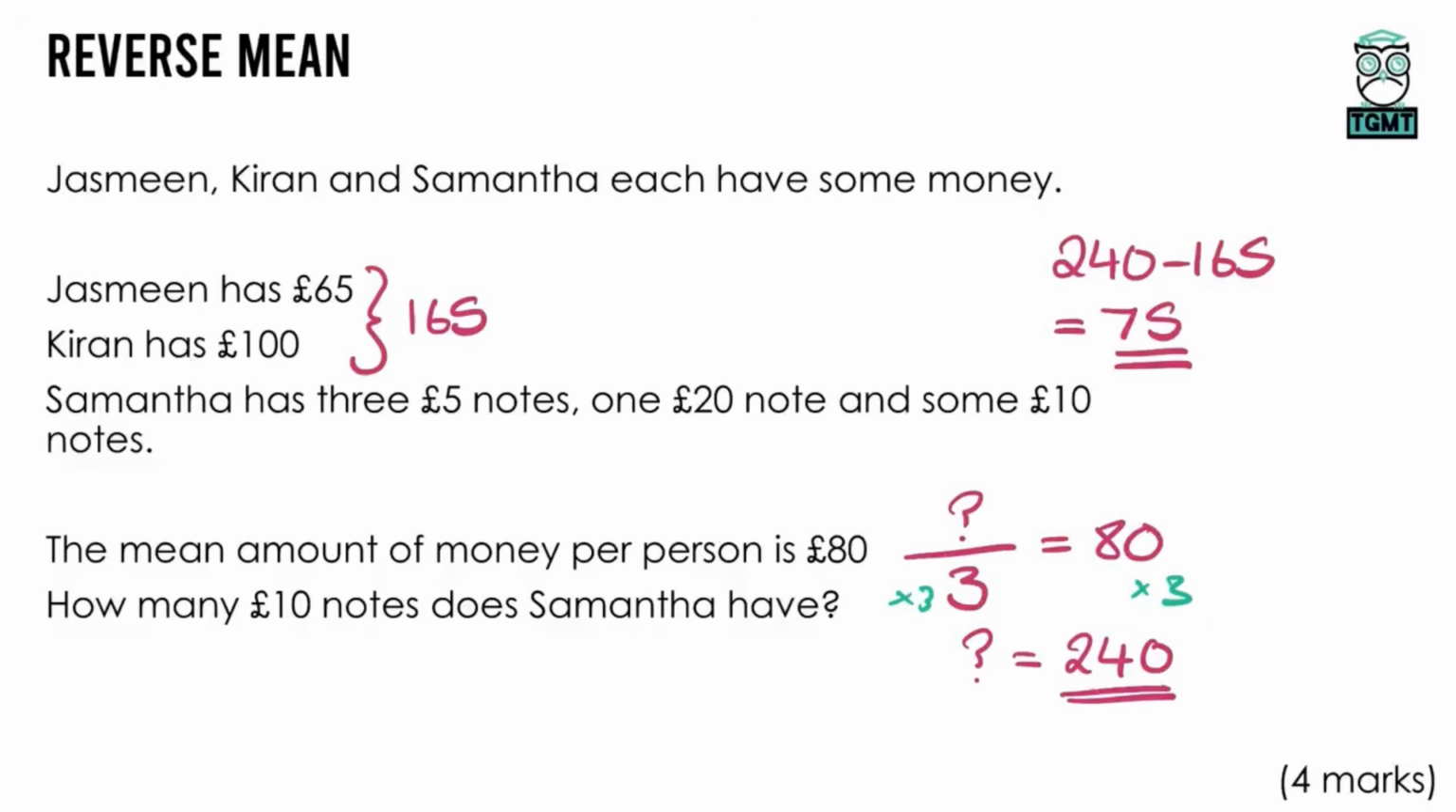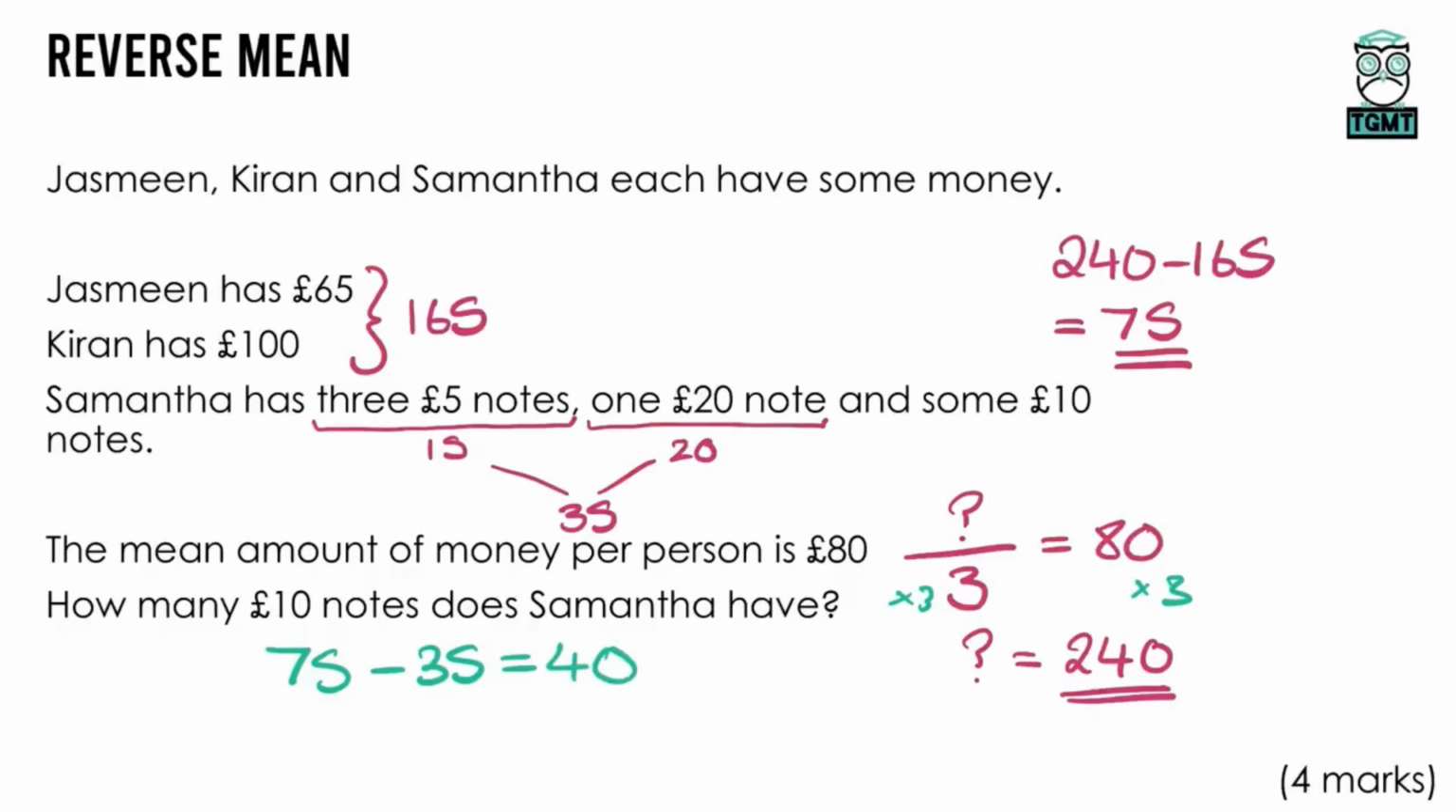So Samantha has £75. Now if we have a look at how much she has at the moment, she has 3 £5 notes, that's £15, one £20 note, so £20, and some £10 notes. Well, together these add up to £35. So in terms of Samantha's money, when we know that she has to have £75, well, £75 take away £35 leaves Samantha with £40.